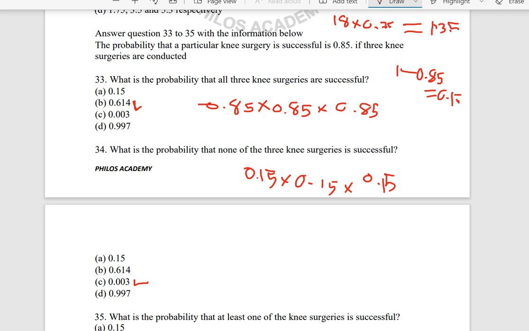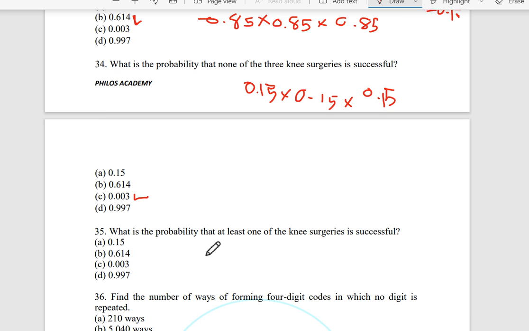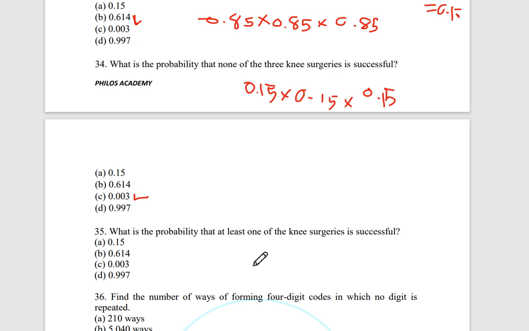Okay. Then the next question says, what is the probability that at least one knee surgery is successful? The probability that at least one is successful should give you 1 minus the probability that none is successful. Always remember that at least one is equal to 1 minus probability of none. And at least 2 is 1 minus probability of none plus probability of 1. I won't take you there for now.